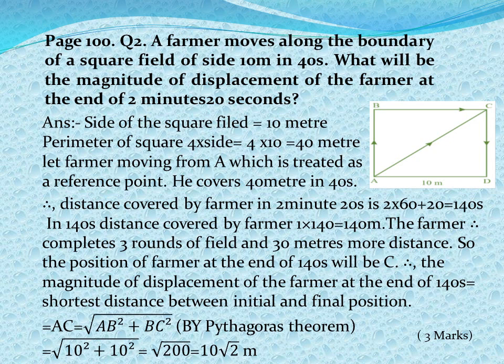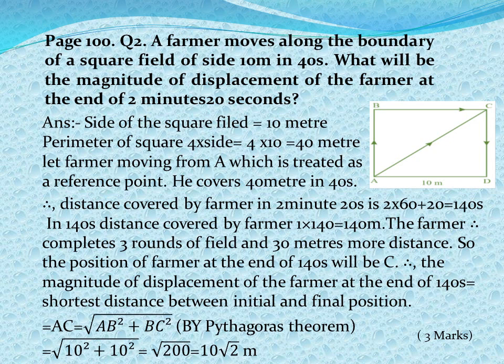Page number 100, question number 2. A farmer moves along the boundary of a square field of side 10 meter in 40 seconds. What will be the magnitude of displacement of the farmer at the end of 2 minutes 20 seconds? Answer.